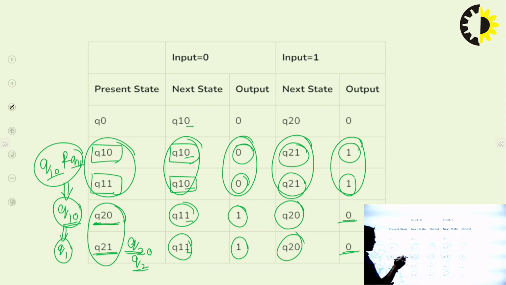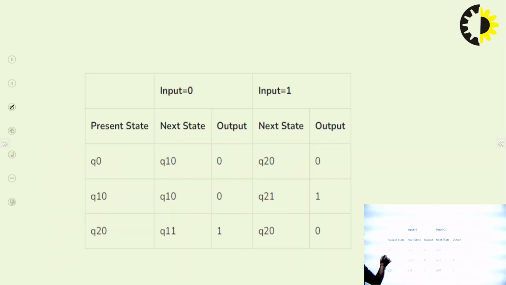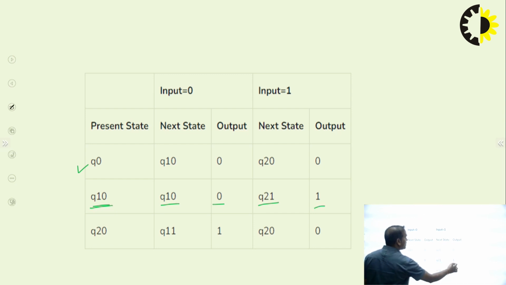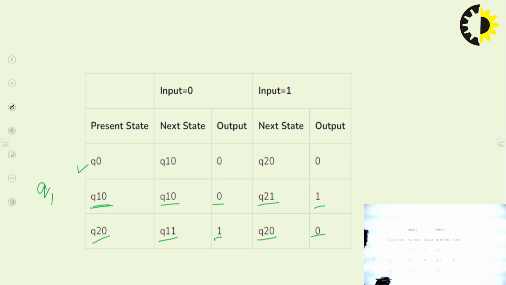So by combining this state, we have to construct our next table, and that is this. Q0, there is no change in Q0. So we have to write like this: Q0, Q10, 0, Q20, Q0, and here we have to write Q10, Q10 output 0, Q21 output 1, Q20, Q11 output 1, Q20 output 0. If we convert by combining the state as Q1, then we have to write Q10 as Q1 or Q11 as Q1 and Q20 as Q2 and Q21 is also written like Q2.